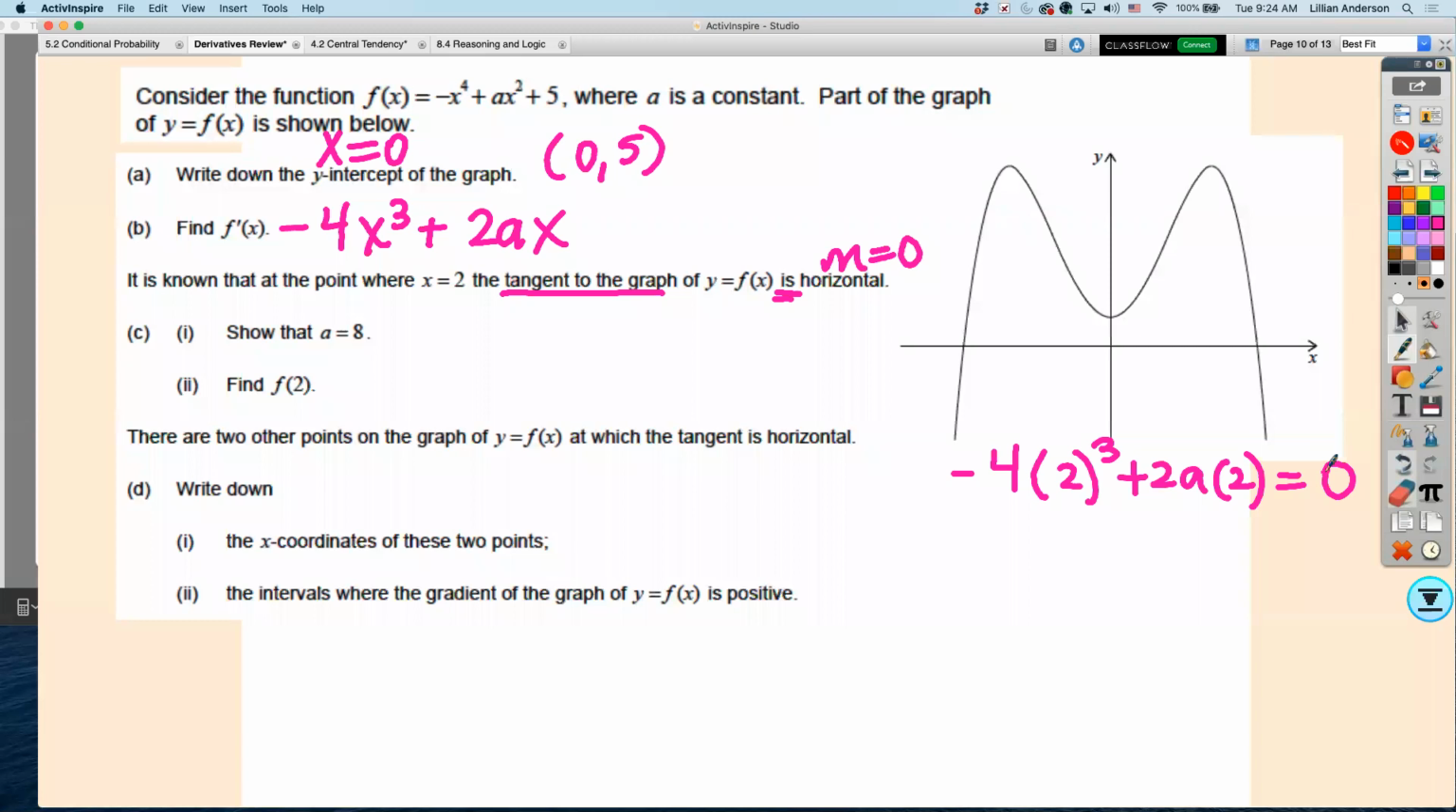2 to the third is 8 times negative 4 is negative 32. 2 times 2 is 4. Add over 32, divide by 4, and a is equal to 8.